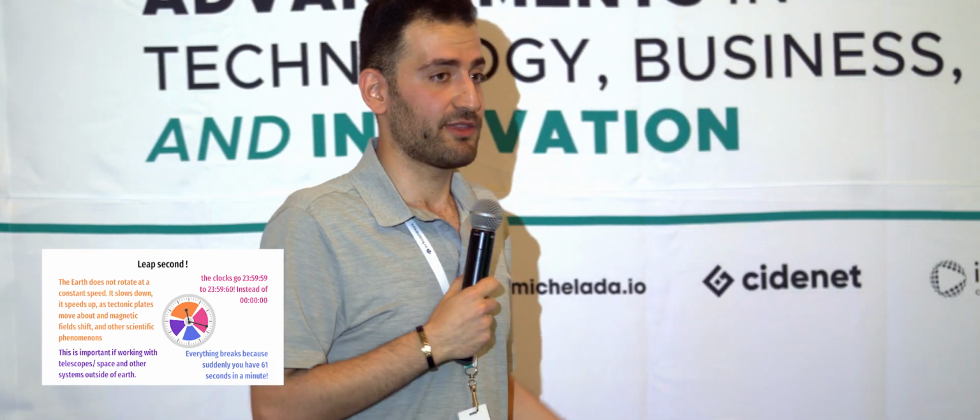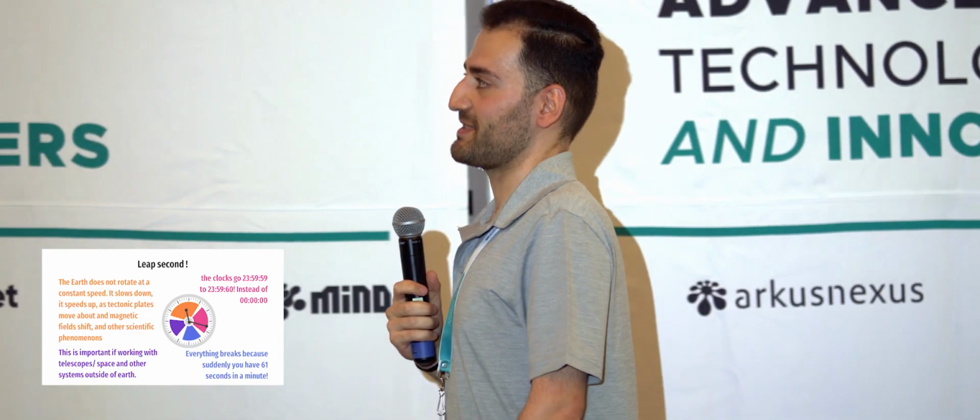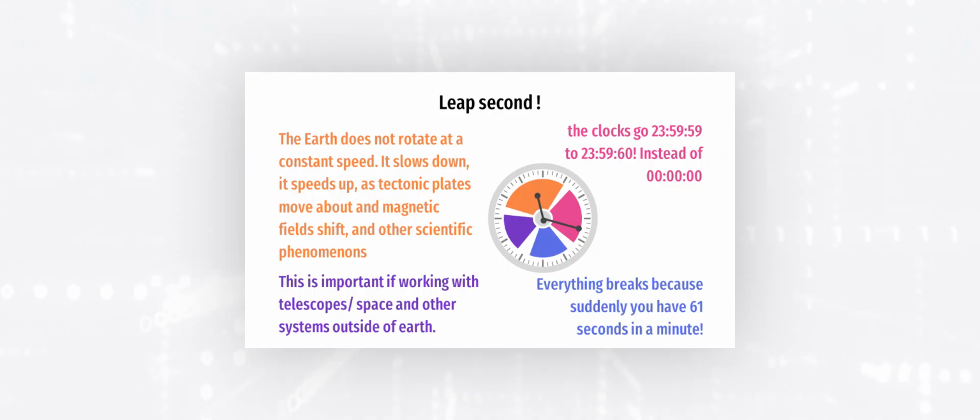And on top of all of that, we have the leap second. What is a leap second? Basically, the Earth doesn't rotate at a constant speed. Things change based on earthquakes, natural disasters, magnetic and scientific fields, all that stuff. So because of that, we actually have an extra second.